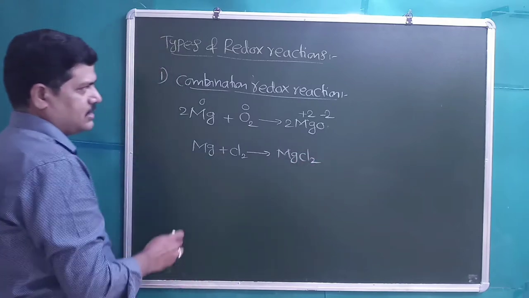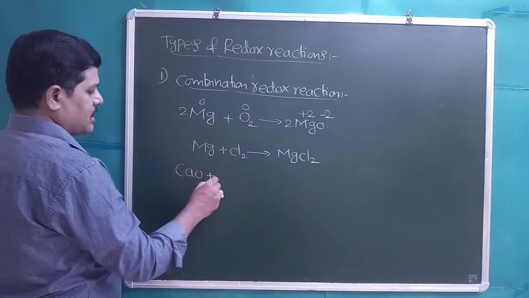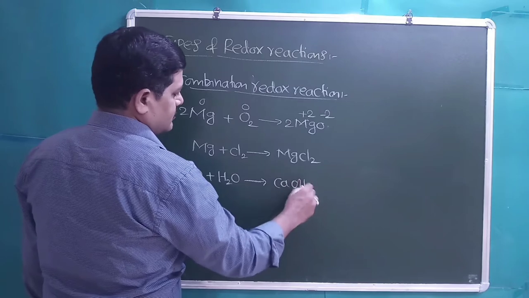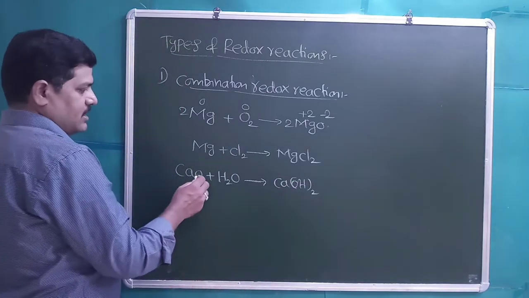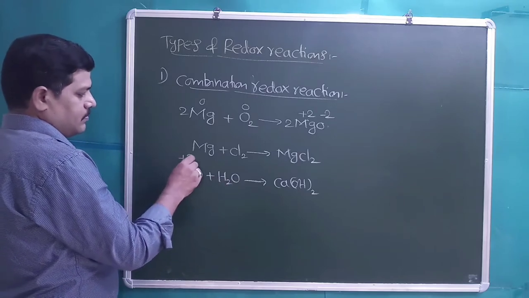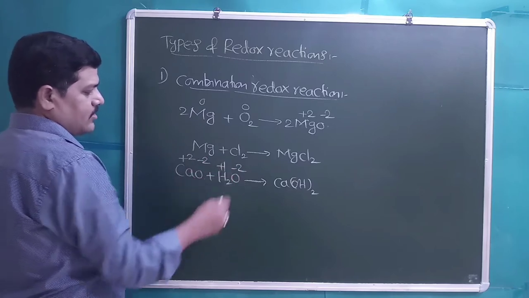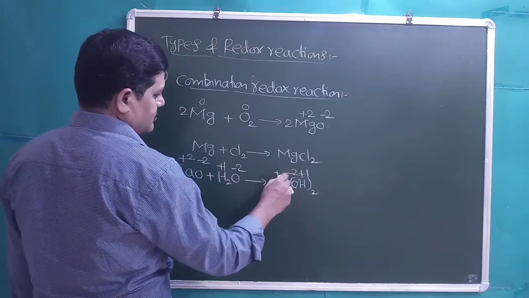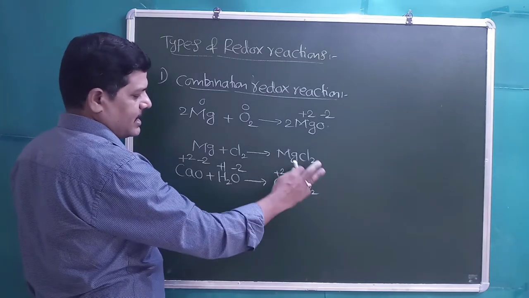combination redox reaction. But when we take this equation CaO plus H2O, slaking of lime, it is a combination reaction. Let us check whether it is a redox reaction or not. Calcium +2 oxidation state, oxygen -2, hydrogen +1, right? Hydrogen +1, oxygen -2, calcium +2. There is no change in oxidation number for any element.